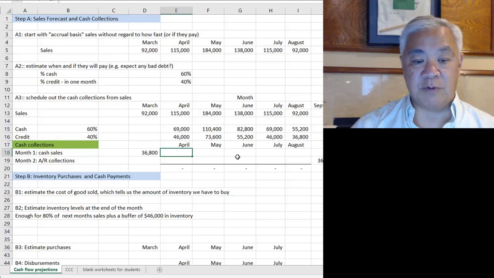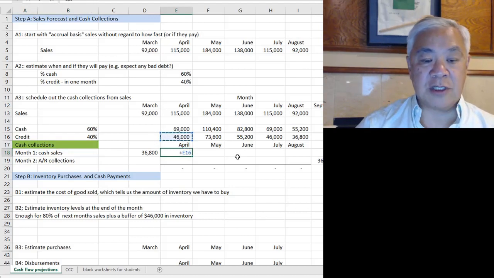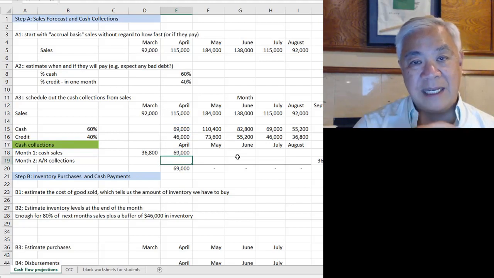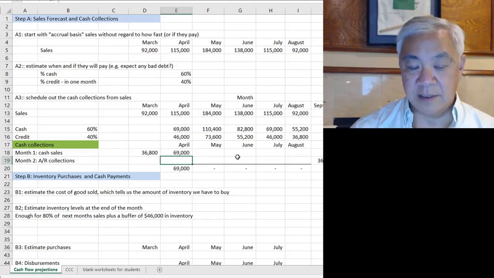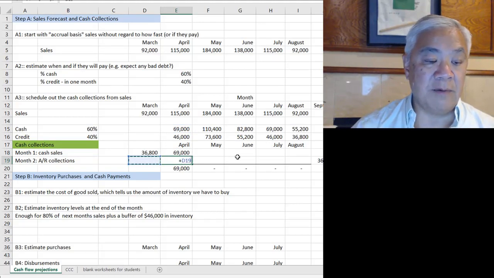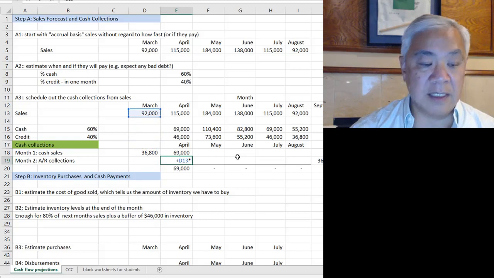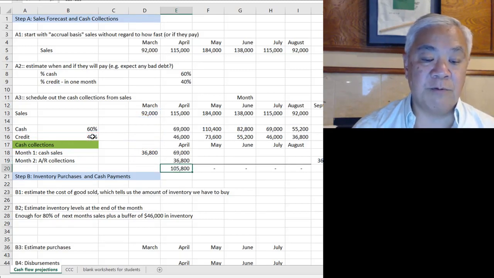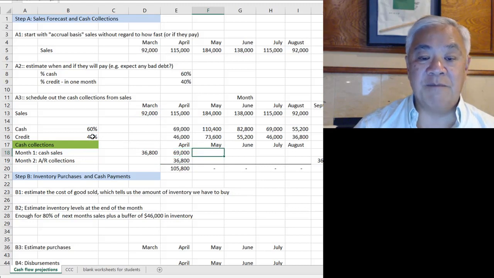So in the month of April, what do we get? Well, we get cash collections from the month of April. Great. We also get the ending receivables from last month. So we get the ending receivable from last month, which is equal to the sales times the credit amount. So we'll receive $36,008 in the following month. Let's do the month of May.